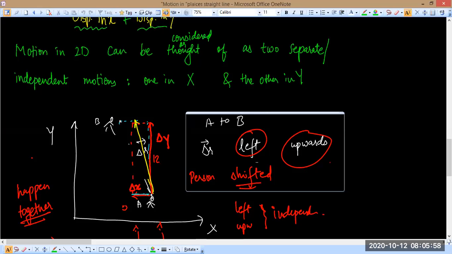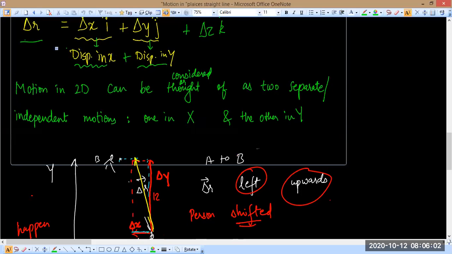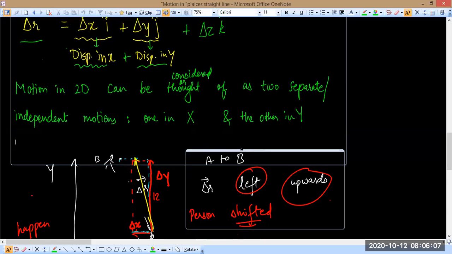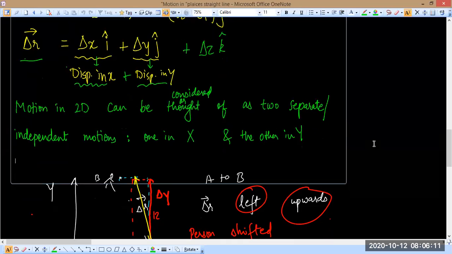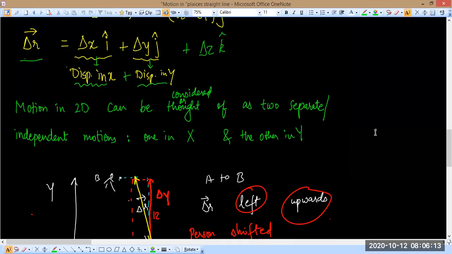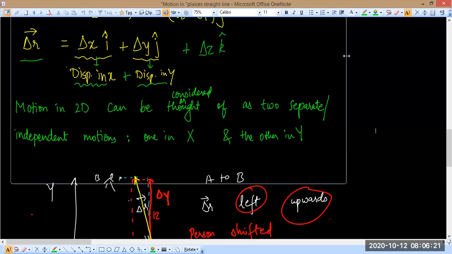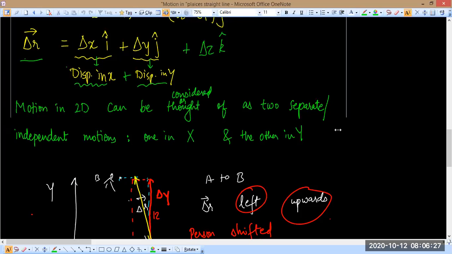This is what we did the last time. We were talking about the displacement vector and its components. The last thing I explained was that you can consider that motion in 2D, that is motion in two dimensions or in a plane, can be considered to be two separate or independent motions, one in the x and the other in the y axis.